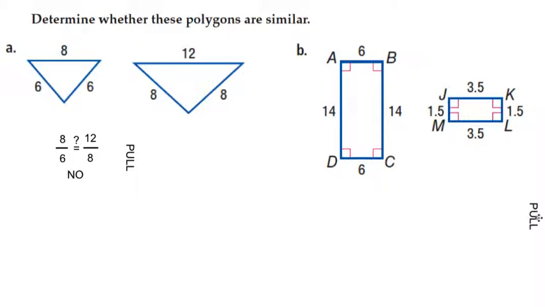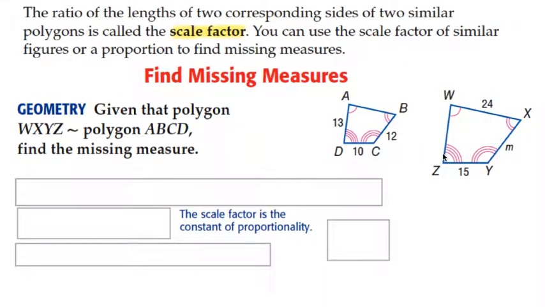How about letter B? Let's take a look at that one. We have 14 over 6. Is that the same as 3.5 over 1.5? Well, 14 times 1.5 is 21, and 6 times 3.5 is 21. So these two, for letter B, are similar polygons.